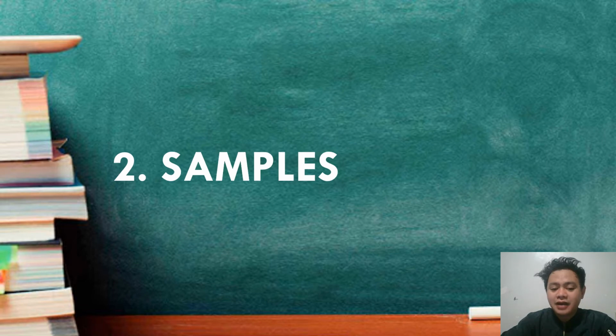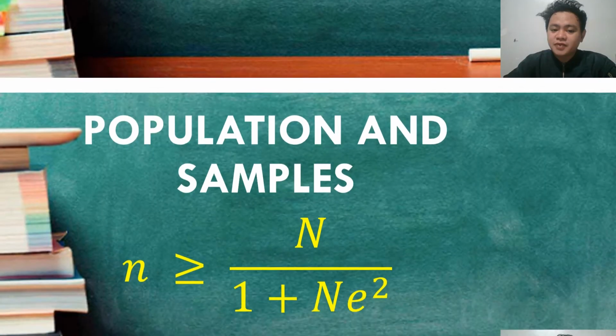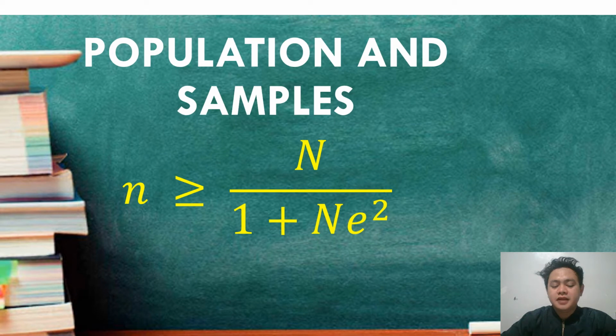Now, what about samples? In this, you have to consider the sample size that you have. Is there one sample? Is there two samples? Or how many groups do you have? Now, let's define first population and samples, since we are talking about samples. Population is the totality of the respondents under consideration, while samples is a subset of the population.